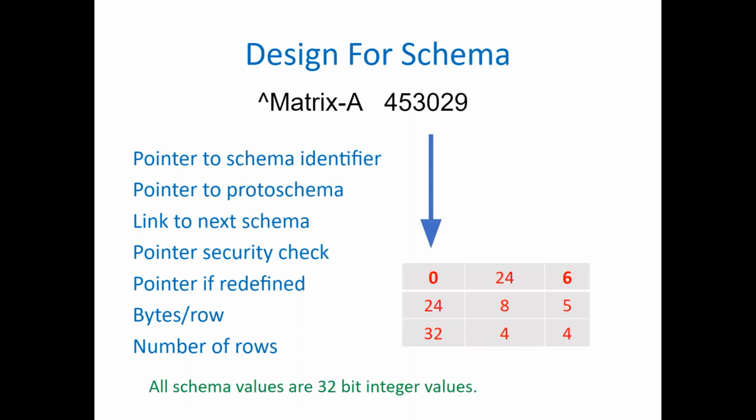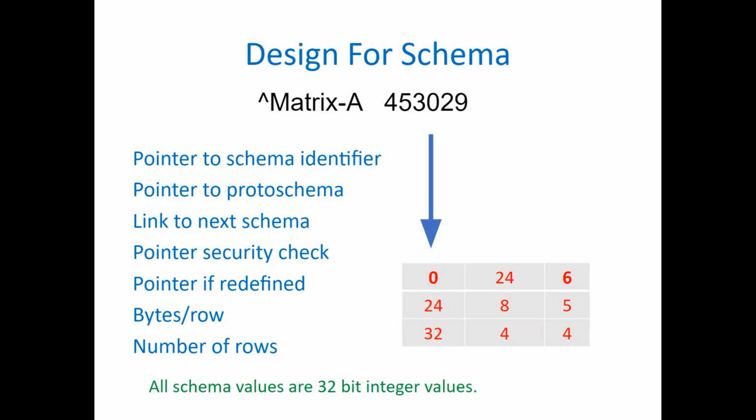So the schema is one level above. And it, again, has a value locator. So executing the up arrow matrix A gives us the address of the schema. And as we saw before, it has those values in it. Now, in the schemas, all values are 32-bit integers. They're all 4 byte, 32-bit integers.